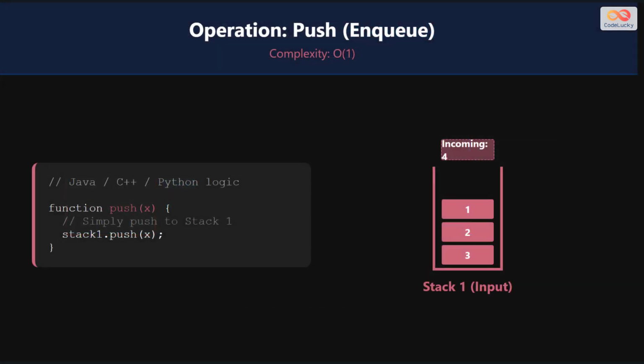Let's look at the push operation, or enqueuing. This is very simple. Whenever we receive a new element, we simply push it onto Stack 1. We don't need to do anything else. This makes the write operation extremely fast, taking constant time.